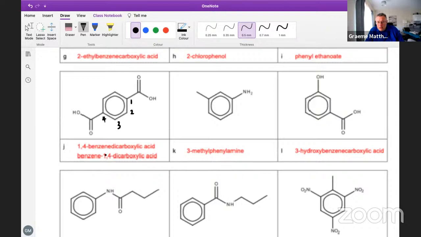Why? Because benzene, and then you got 1,4, the two carbon groups right there, two carboxylic acids. So it's this one. All right. This is just your amine.